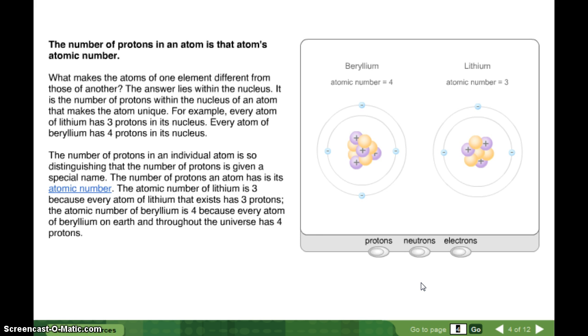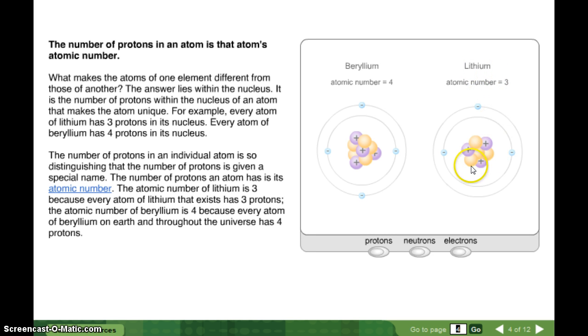What makes the atoms of one element different from those of another? The answer lies within the nucleus. It is the number of protons within the nucleus of an atom that makes the atom unique. For example, every atom of lithium has 3 protons in its nucleus. Always, always, always. That's that atom's number. It's like the ID number or the Social Security number. Anytime you have 3 protons, you always have lithium.